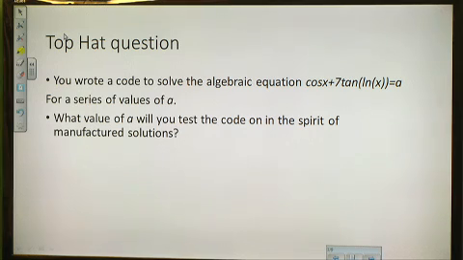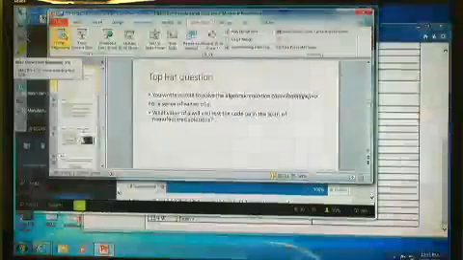100 lines. Okay, so you write a MATLAB code to solve a complicated algebraic equation, and you want to verify it. So here is the equation, and I'm asking you, if you think about the spirit of manufactured solution, what value of A will you choose in order to verify that? So let me put top hat on.